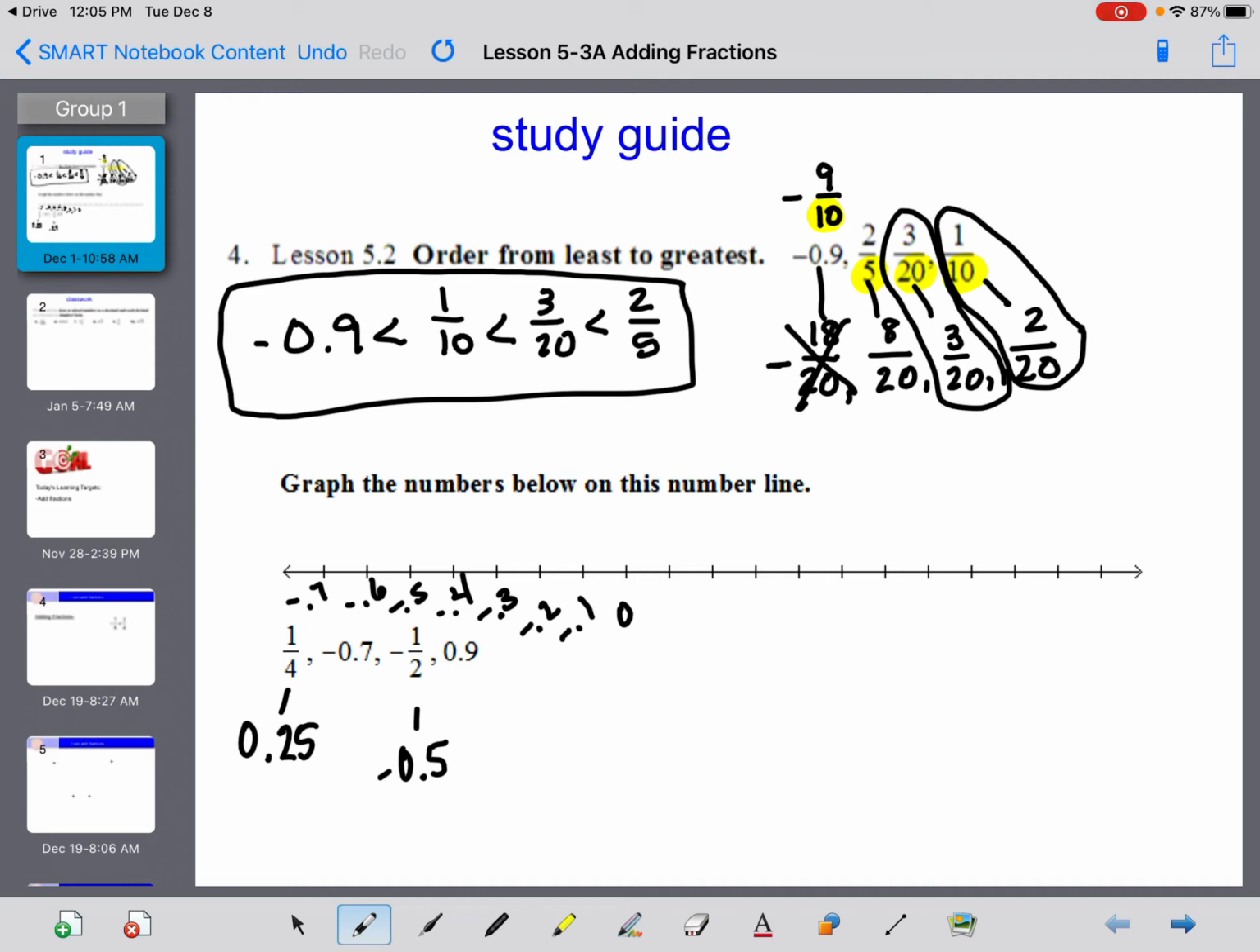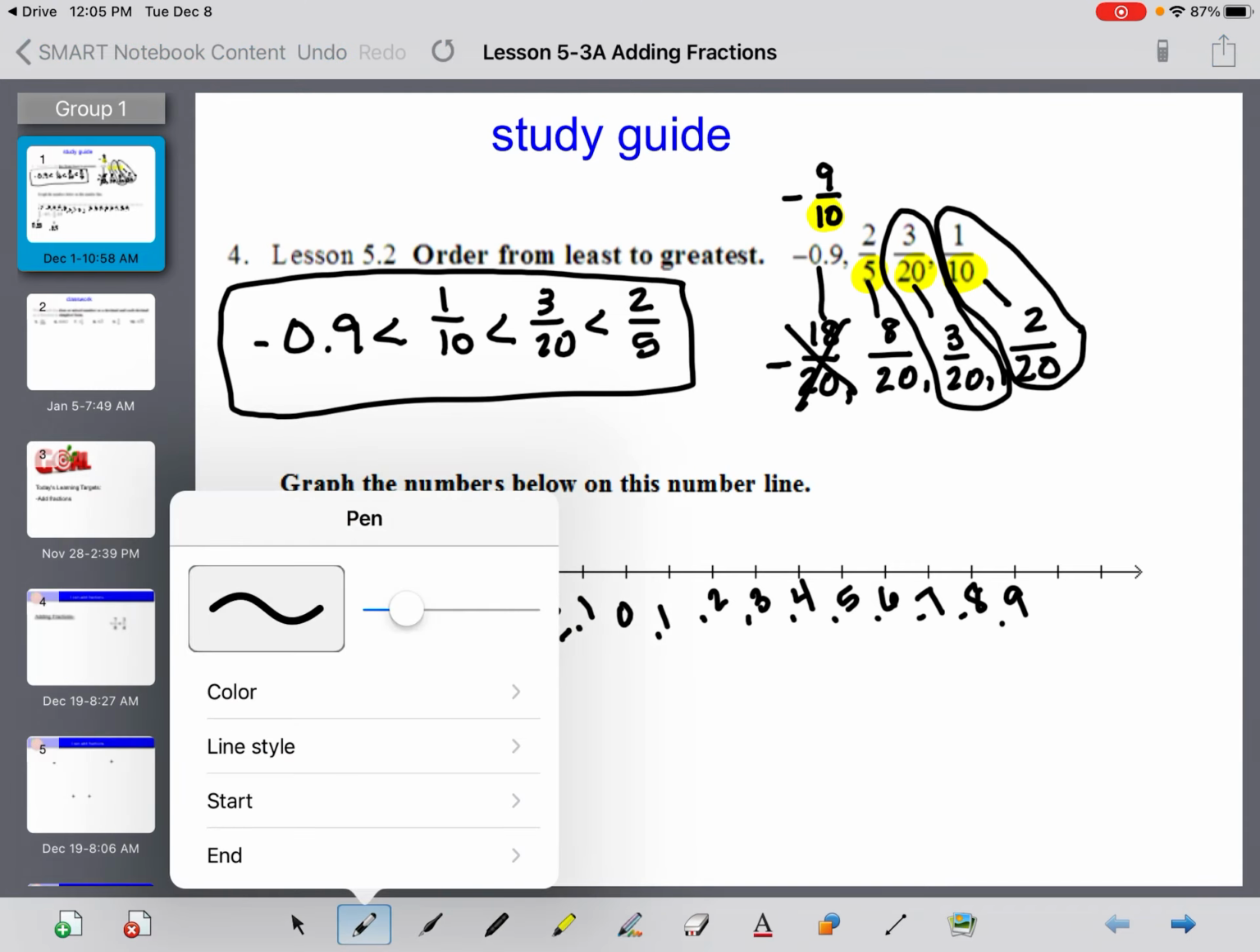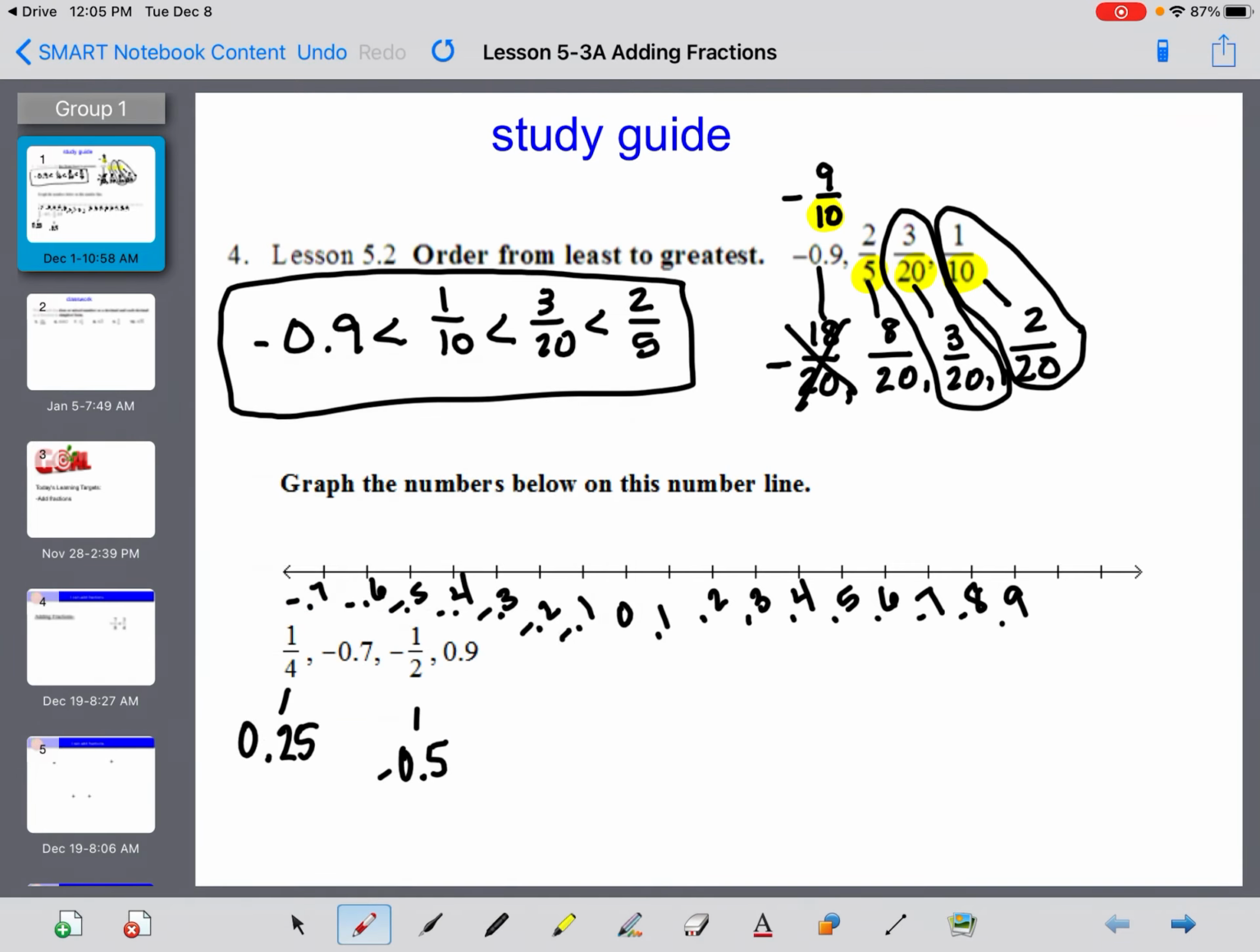Some of you like to shortcut it and not label each tick mark, and that ends up with silly mistakes being made. All right, that should do it. Let's change the color here so we can see it better. So the first one, 1/4 is located at 25/100. Positive 25/100 is halfway between 2/10 and 3/10. See, here's 2/10, and this is halfway between 2 and 3. So we're going to call this 1/4 above it.